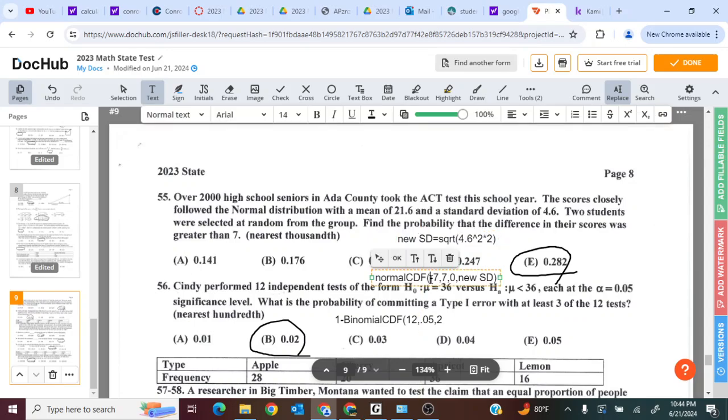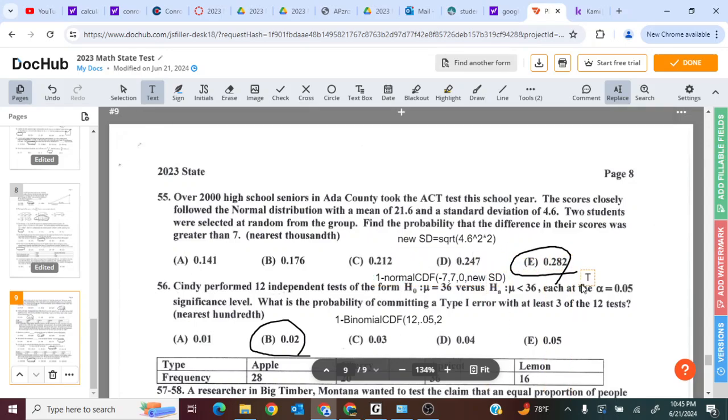So your new SD is just that, 4.6 squared times 2. And then you have normal CDF. It's two-sided, so it can be 7 less or 7 more. Or, well, you got to do 1 minus because you're wanting a difference greater than 7. So you simply plug in those values. The mean difference is 21.6 minus 21.6, so 0. Enter new SD. Do that, you get 0.282.